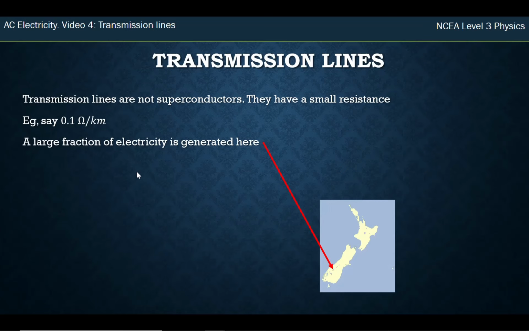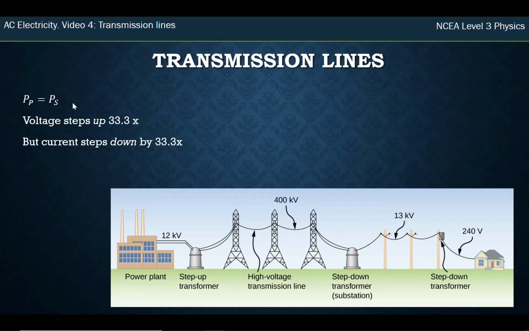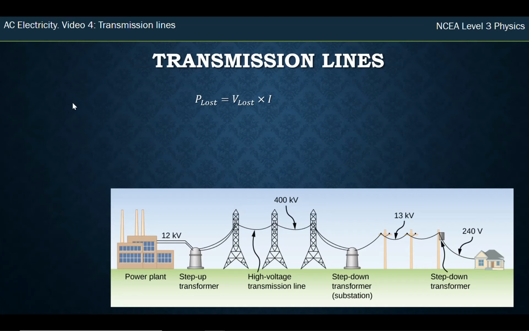So why do we step up? The reason is that in our transformer, the power in is the power out, right? And we know power is voltage times current. So if the voltage steps up, in this case by 33.3, this is the really important part, the current steps down by 33.3 times. Why is that important?